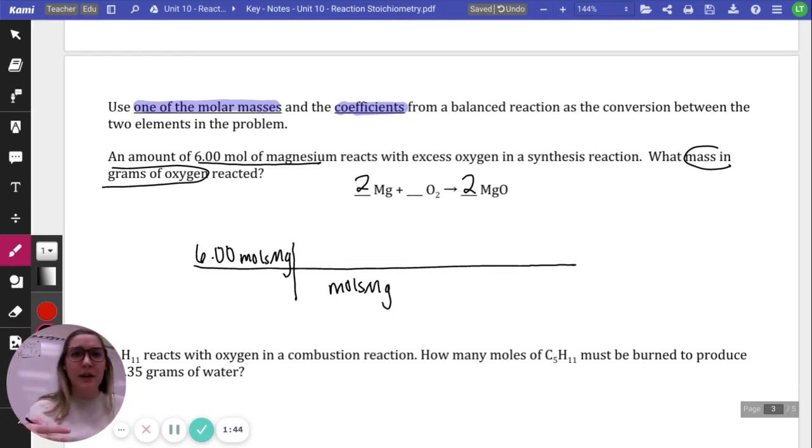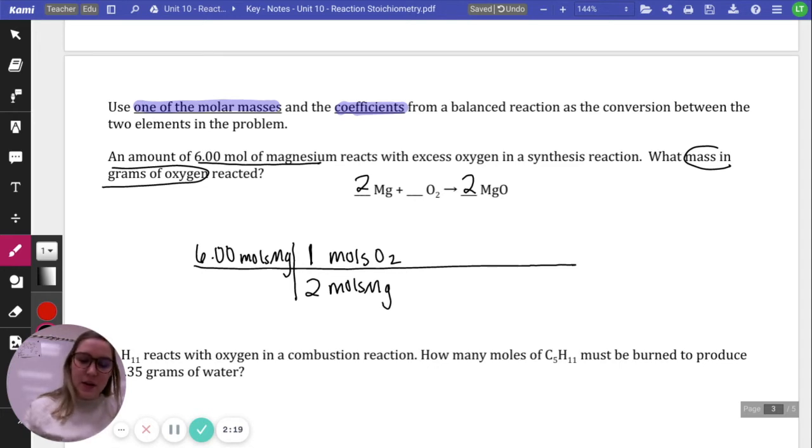I want to be in grams of oxygen, or mass of oxygen, but I can't go straight from moles of magnesium to mass of oxygen. So I have to do a mole to mole ratio here. I'm going to convert to moles of oxygen. Then I'll do my mole ratio. I have 2 moles of magnesium, from my balanced chemical equation, for every 1 mole of oxygen.